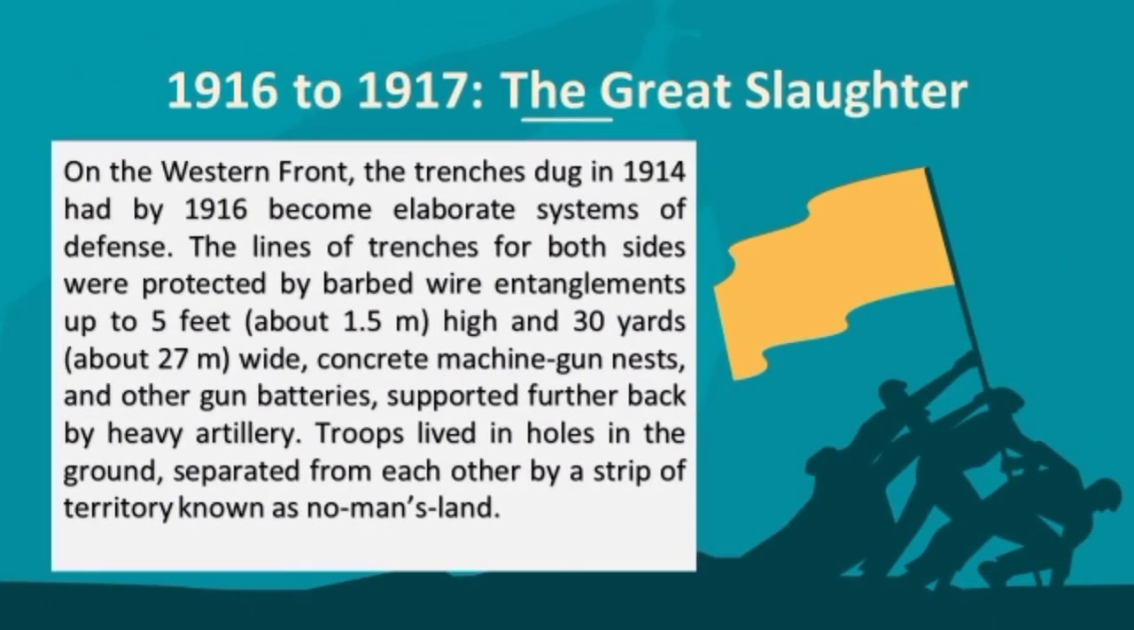1916 to 1917, the Great Slaughter. On the Western Front, the trenches dug in 1914 had by 1916 become elaborate systems of defense. The lines of trenches for both sides were protected by barbed wire entanglements up to 5 feet, about 1.5 meters, high and 30 yards, about 27 meters, wide. Concrete machine gun nests and other gun batteries were supported further back by heavy artillery. Troops lived in holes in the ground, separated from each other by a strip of territory known as no man's land.